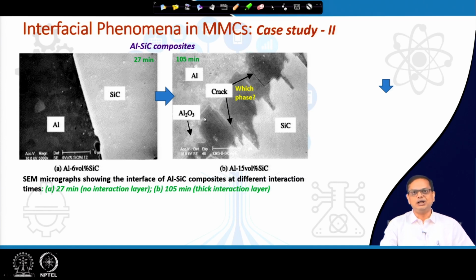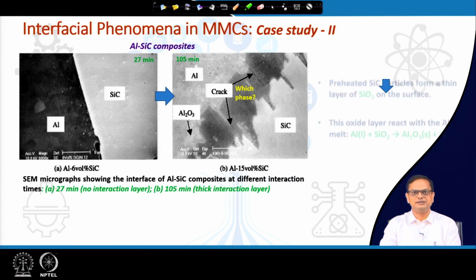What is this layer? The first thing is that SiC would have some oxide layer on the surface, and that would convert into Al2O3, because when it is in contact with the aluminum melt for a longer time, there will be interdiffusion, and that would lead to the formation of a thin Al2O3 layer. But you can also see another thicker phase, around 3 micrometers thick, forming as the residence time increases. Now, what phase is this? So, let us look into that.